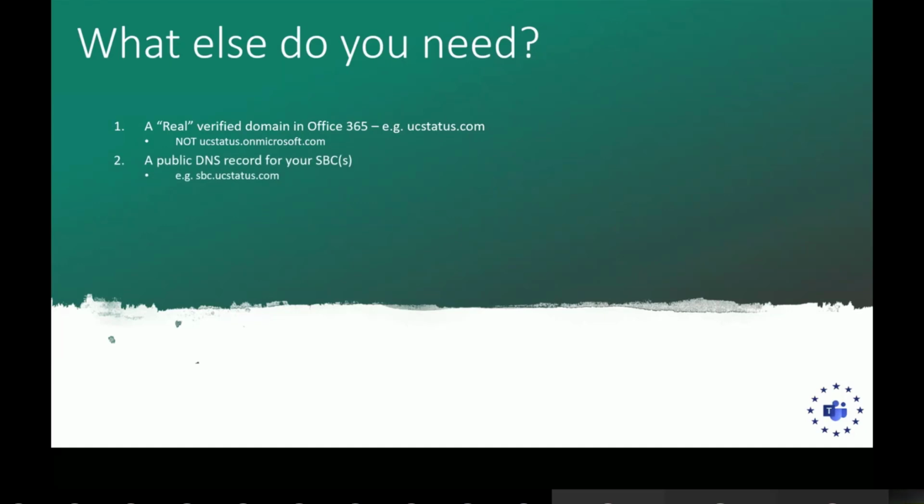You'll need a public DNS record for your session border controller. So if you've got a domain, you'll have a DNS host, something like sbc.domain.com. If you've got multiple SBCs, you can have SBC1, 2, 3. You can have SBCs named after a site or a region. It's really up to you.